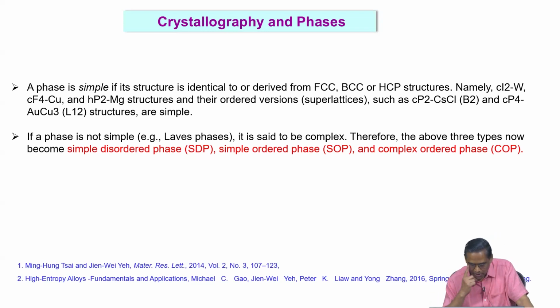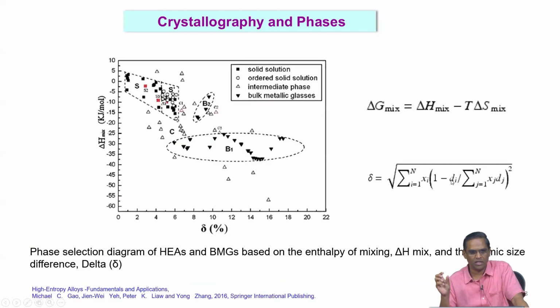So now we slowly go to the phase selection rules, how the phases are going to form. Having looked at some of the basic definitions, like how we classify phases, now we move on to the phase selection rule. What is it that you are seeing here? You are seeing a plot of delta H mix versus delta. You know this basic equation, delta G mix equals delta H mix minus T delta S mix, and the small delta is nothing but the atomic size difference.